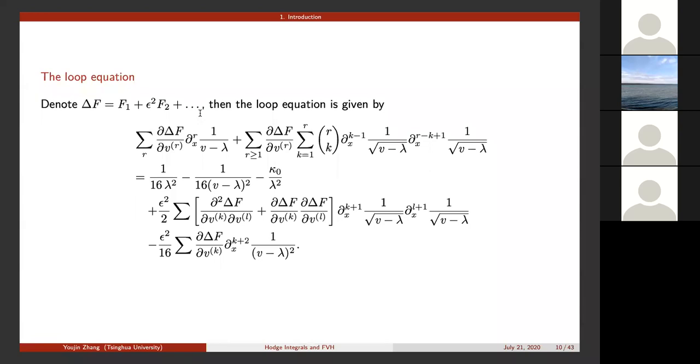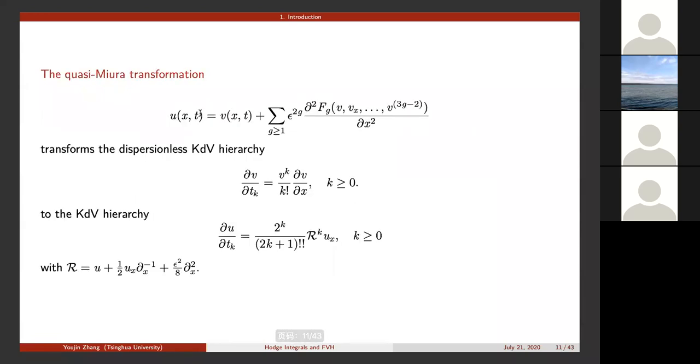Now we know this Fg as a function of V and Vx and so on. Then we know this relation, we call the quasi-Miura transformation. And we know the evolution of the function V along this Tk. Then we know the evolution of U along this Tk, and we obtain this KdV hierarchy.